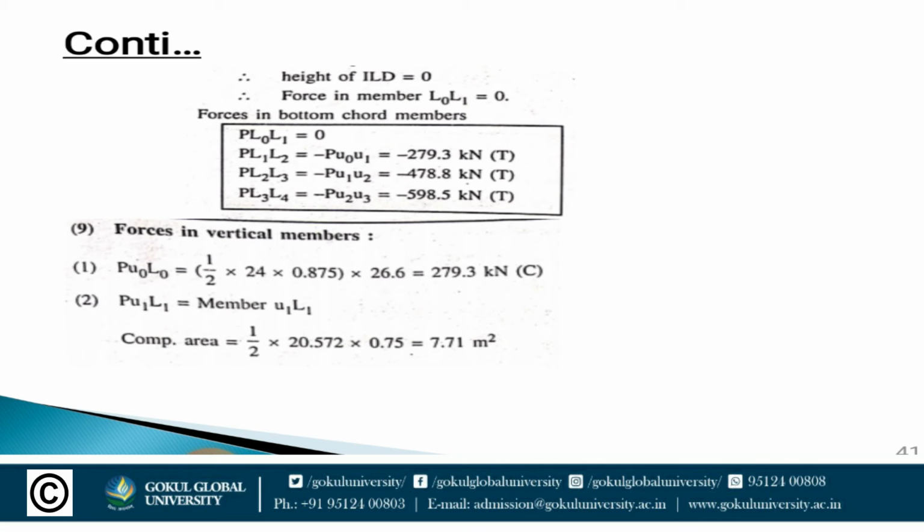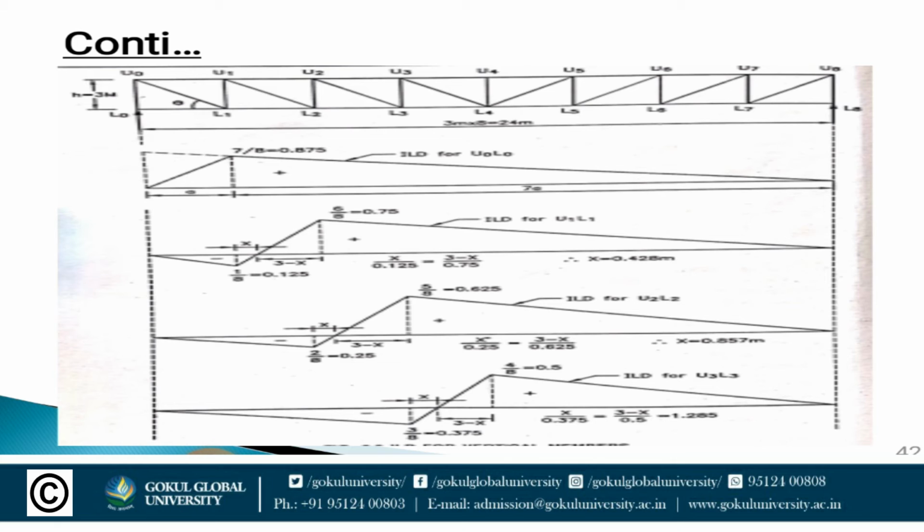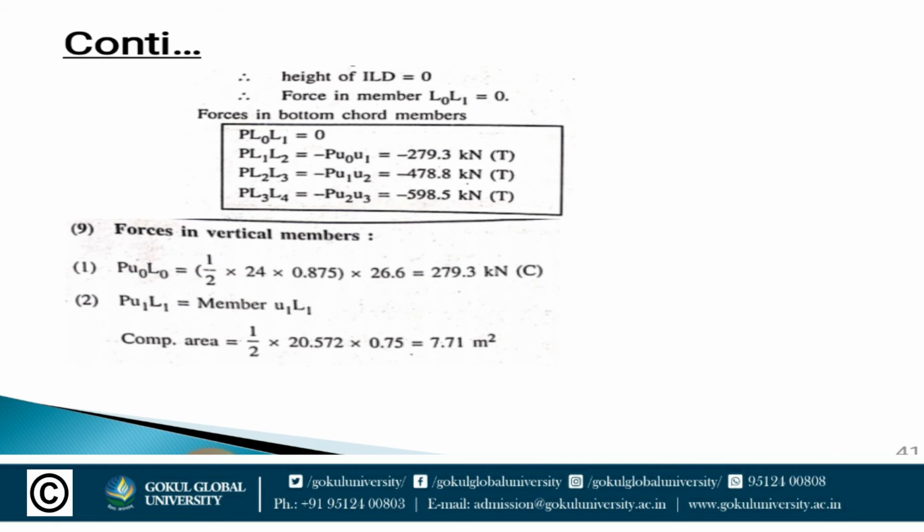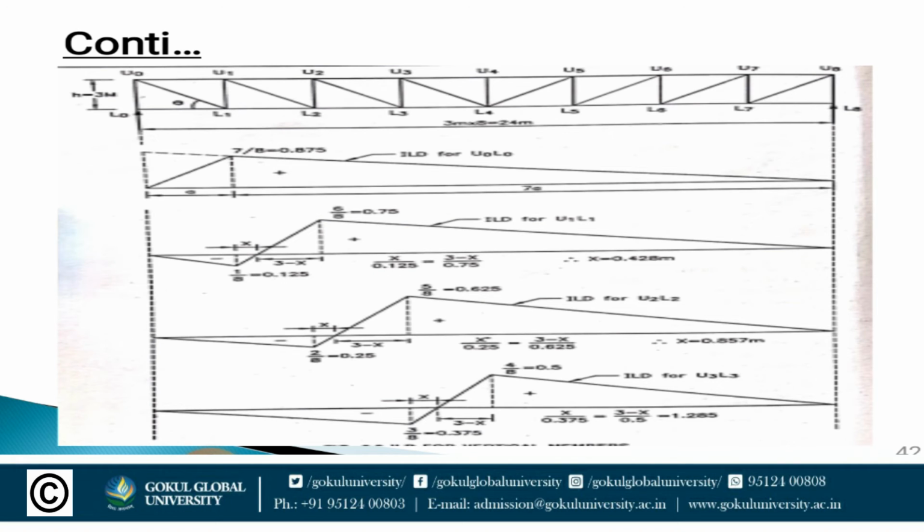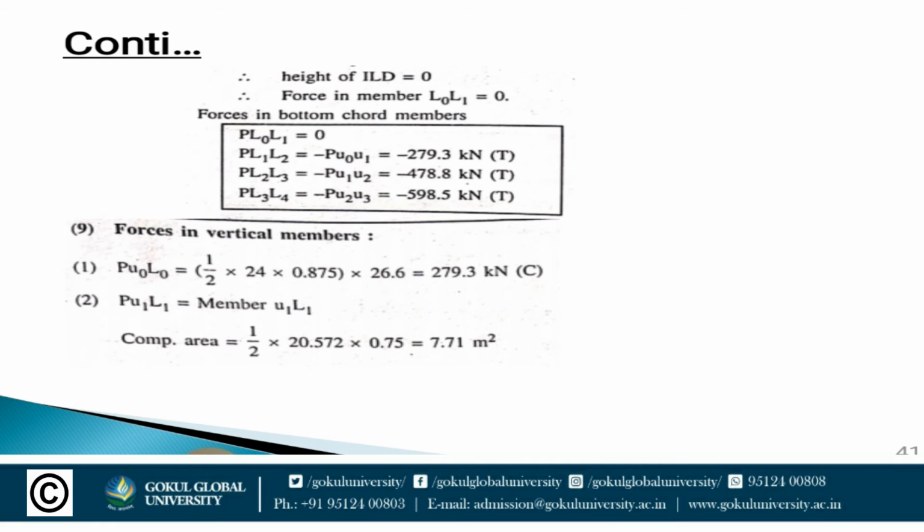Next one, force in a vertical member. The vertical members are U0 L0, U1 L1, U2 L2, U3 L3 and U4 L4. For the different members we identify the force. First we have to analyze the member P U0 L0. First we identify the area: 1 by 2, 24 is the span length, and the diagonal member 0.875, multiplied by the load, so it gives the force.